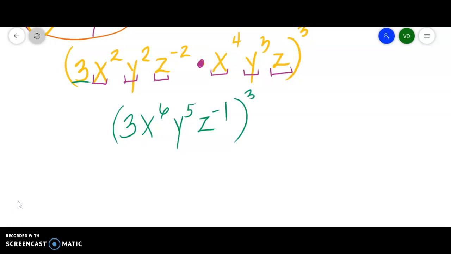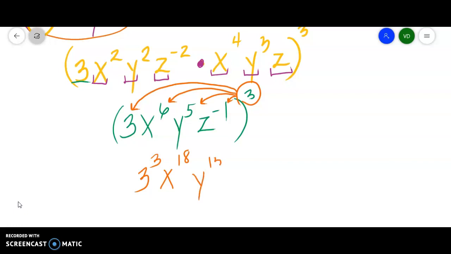Okay, see how it's getting a little bit shorter on the inside? I still have that power to power, so that means I still have one more thing to do. Okay, so I'm going to take my exponent. Remember, I'm going to distribute it to my coefficient and to each base on the inside. Everything gets it. We're generous, okay? So now it's going to be rewritten as 3 to the 3rd power, x to the 18th power, y to the 15th power, and z to the -3.